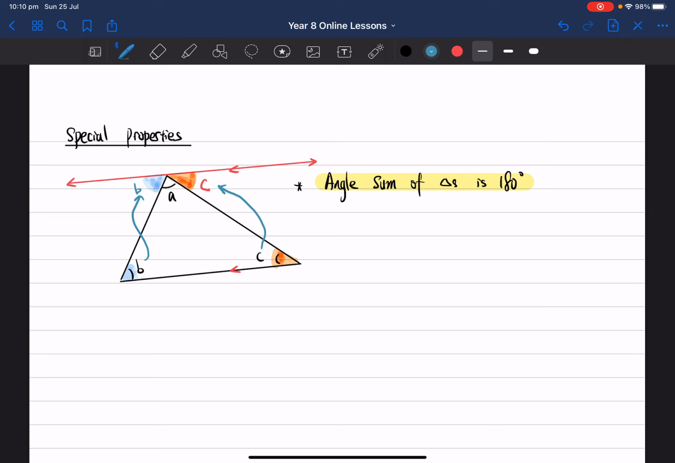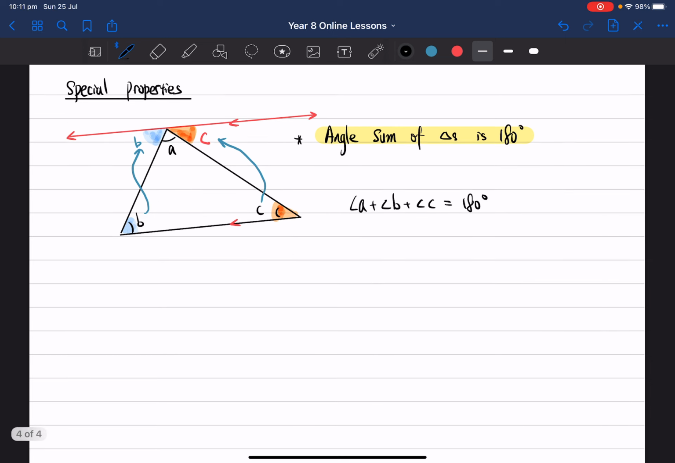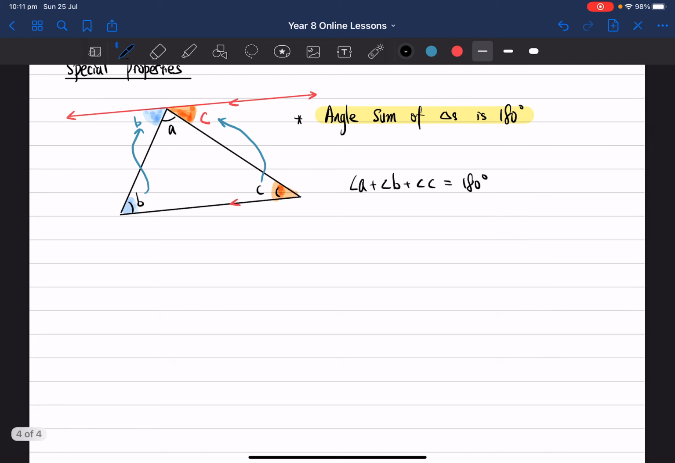So now you can see here that angle A, angle B, angle C are joined together, and those three angles join together to form a straight line, and that's why angle A plus angle B plus angle C is equal to 180 degrees. So that's a very simple geometric proof. That's the first property of a triangle. I hope everybody understands this: the angle sum of a triangle is always equal to 180 degrees.